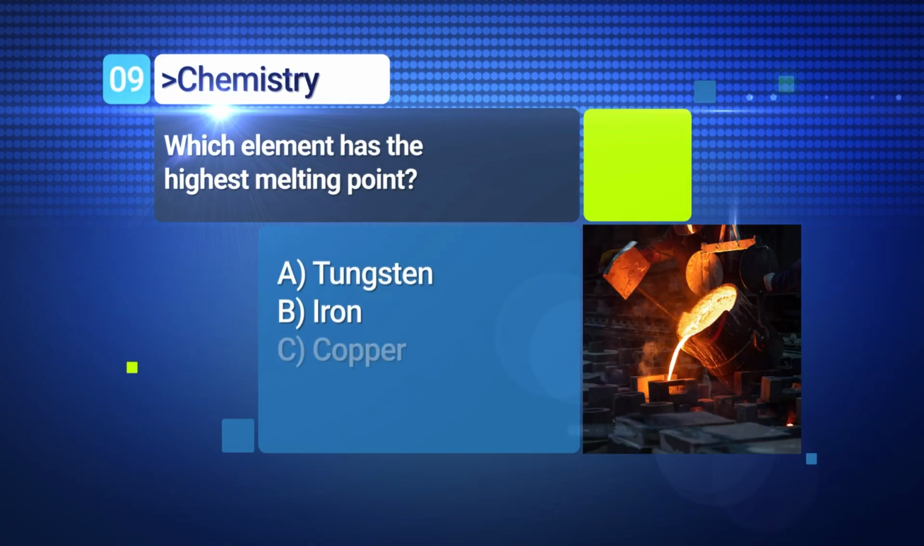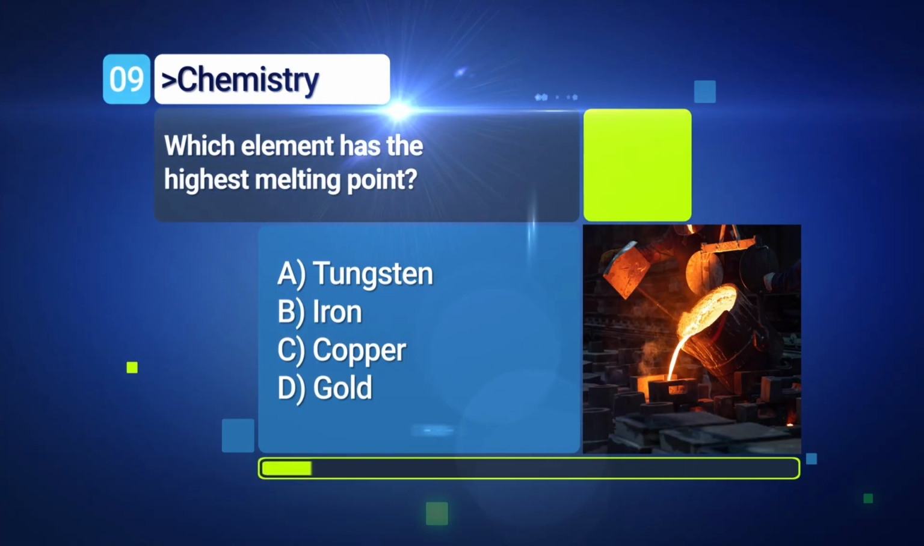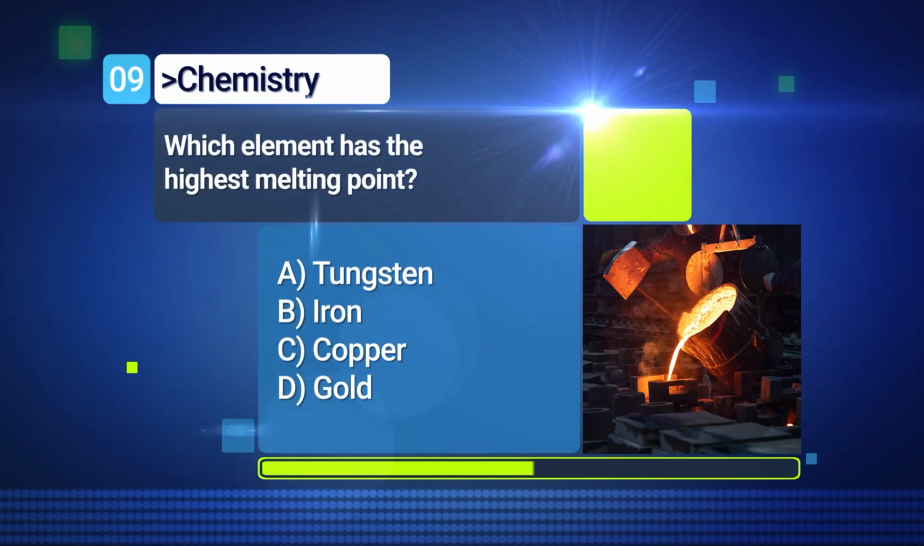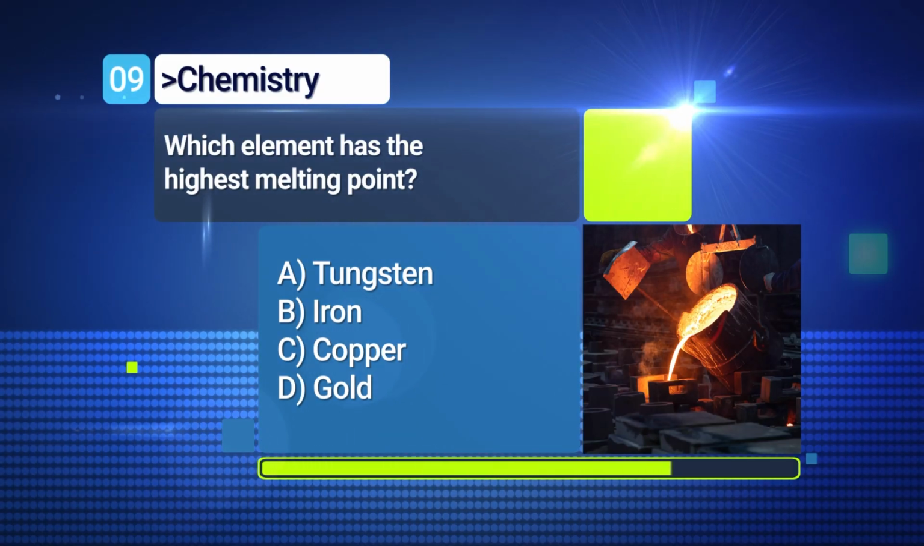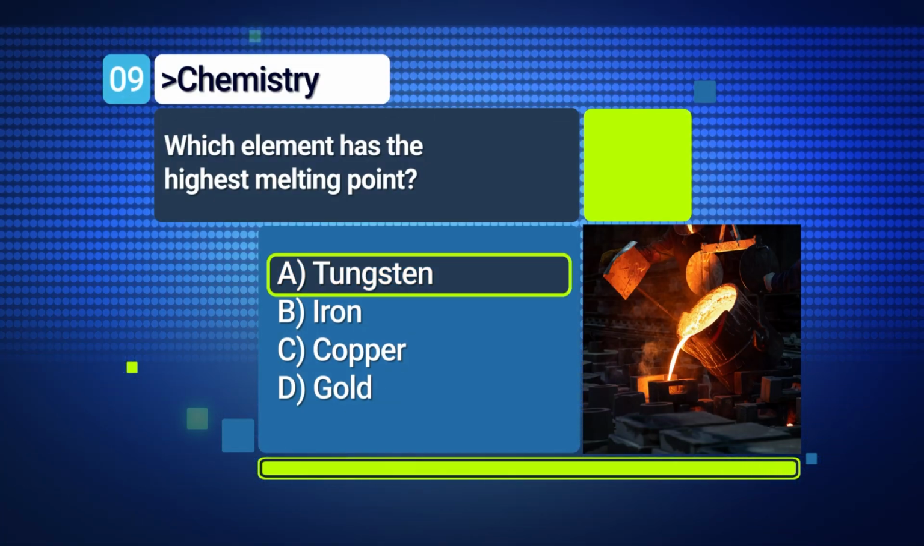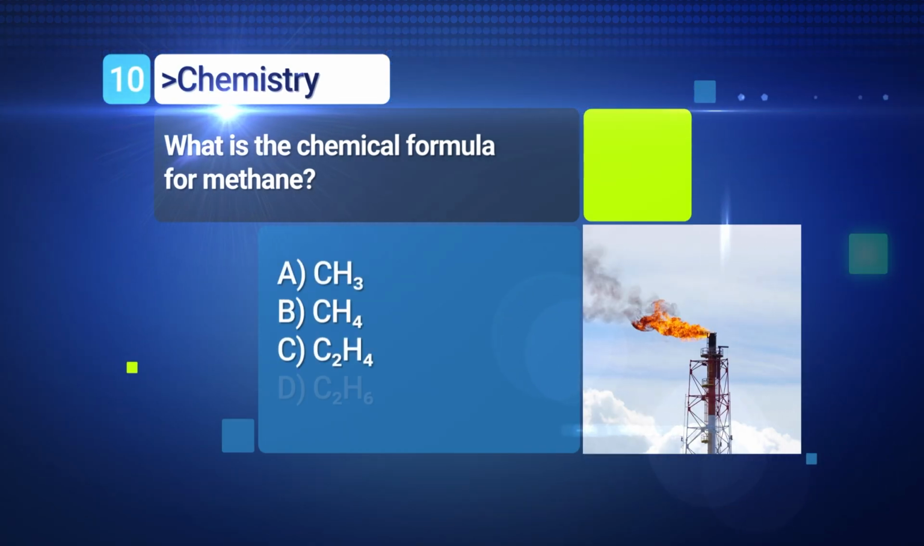Question 9. Which element has the highest melting point? A. Tungsten. B. Iron. C. Copper. D. Gold. Answer: A. Tungsten.